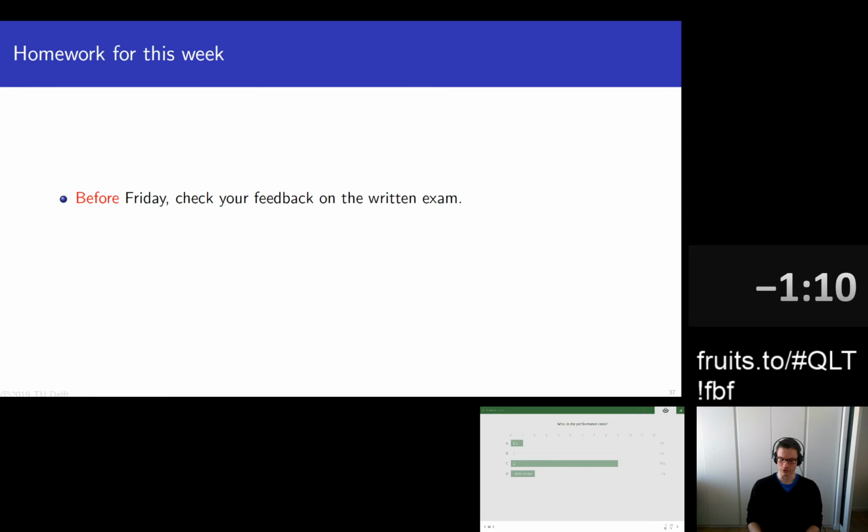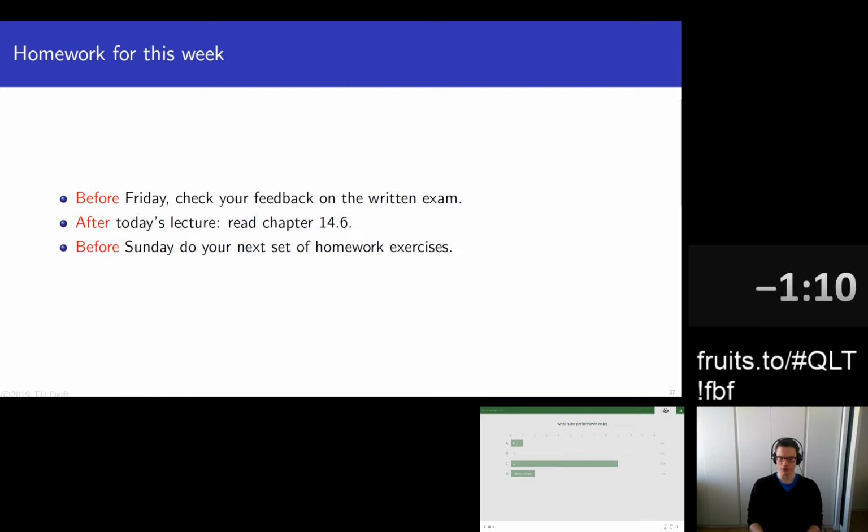Before Friday, please make sure you check the feedback on your written exam. An email you will get soon about that. I'm going to look into it right now. After today, you can read a nice chapter of the book that is also about shortest path algorithms. And before Sunday, there will be a new set of homework exercises for you to work on. I've asked one of the TAs whether they can upload them to WebLab, and I hope they will have done so by tomorrow morning at the latest.